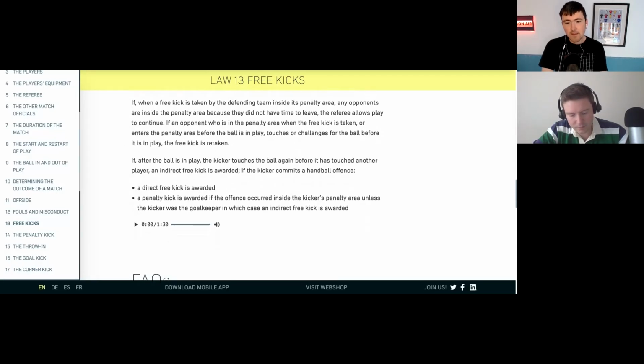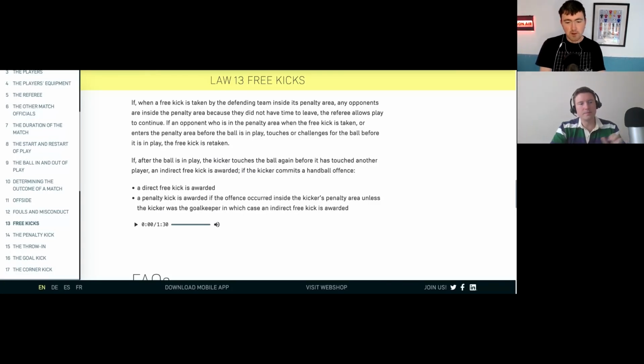If, when a free kick is taken inside the penalty area, any opponents are inside the penalty area because they didn't have time to leave. So it's different from walking into the penalty area, but if you are just trying to leave the penalty area but you haven't had a chance to get out yet, then play is allowed to continue. And if that player either enters it before the ball's in play, or that player is still leaving it, but they touch or challenge for the ball, then the free kick's retaken.